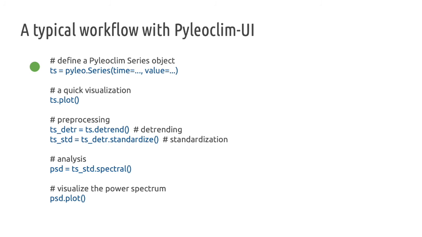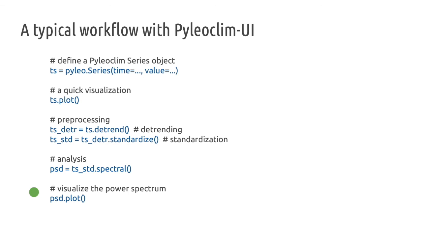In code, the typical workflow we mentioned earlier looks like this. We first define a Series object, specifying the time axis and the value axis. Then we make a plot quickly, and realize that we need to detrend and standardize, after which we perform the spectral analysis and then plot the result.